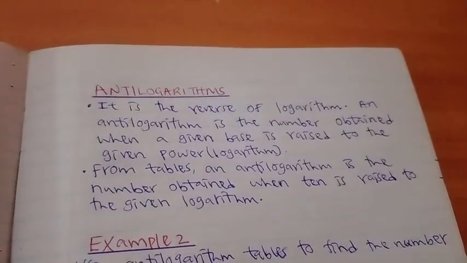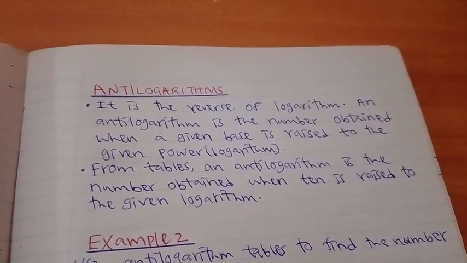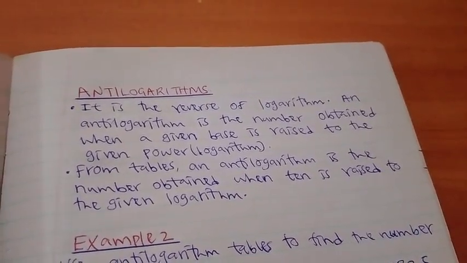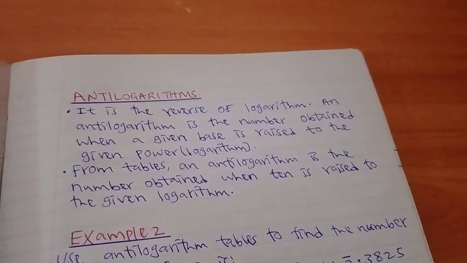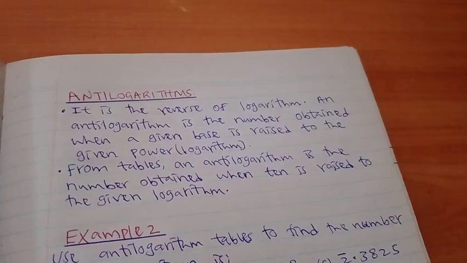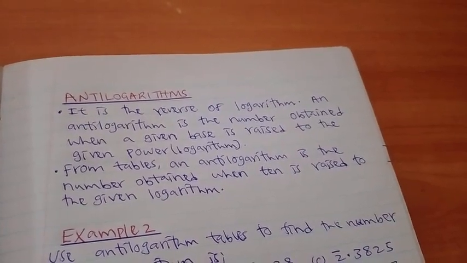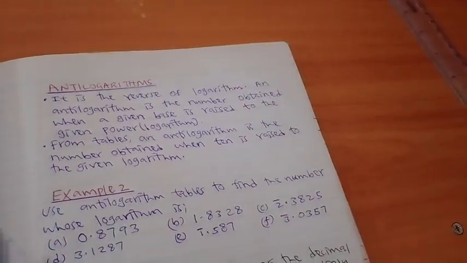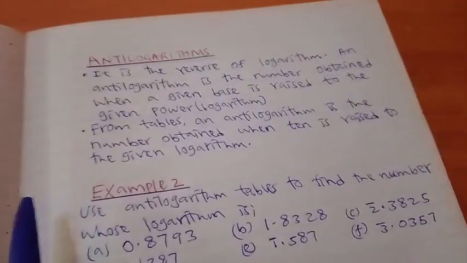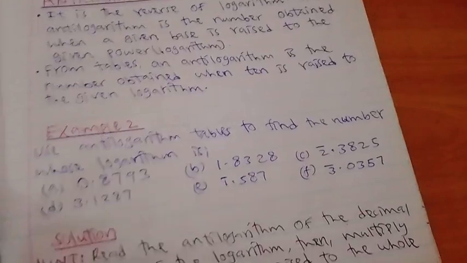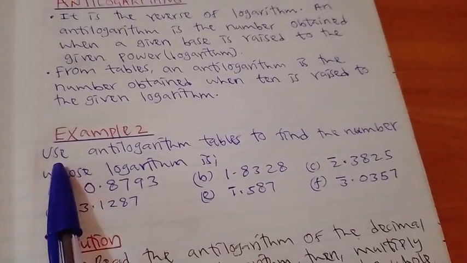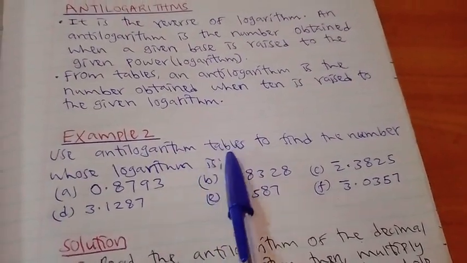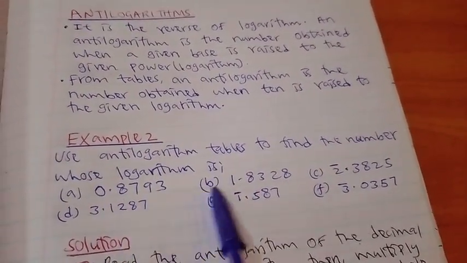Let's move to antilogarithm. This is the reverse of logarithm. An antilogarithm is the number obtained when a given base is raised to the given power, or logarithm. From tables, an antilogarithm is the number obtained when 10 is raised to the given logarithm. We have tables of logarithm and tables of antilogarithm just after the tables of logarithm. Therefore, we will use the tables of antilogarithms to read the antilogarithms of various logarithms.